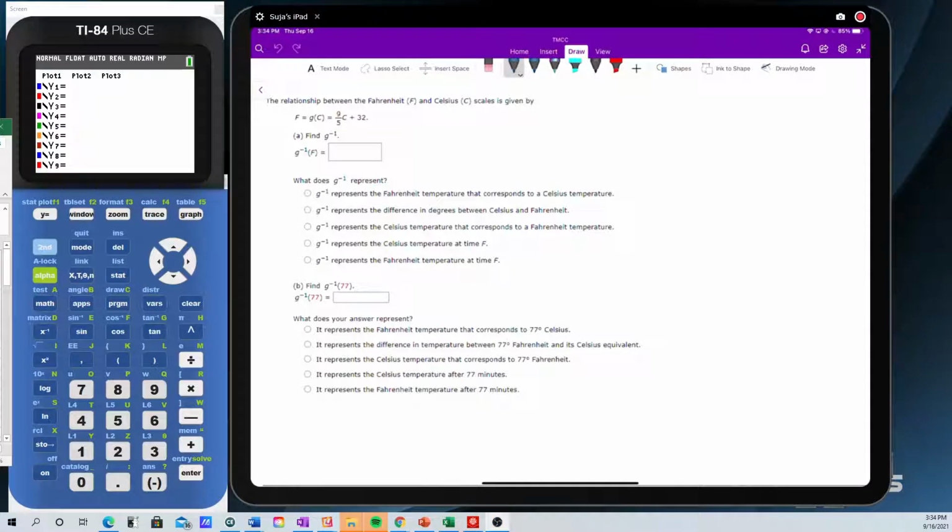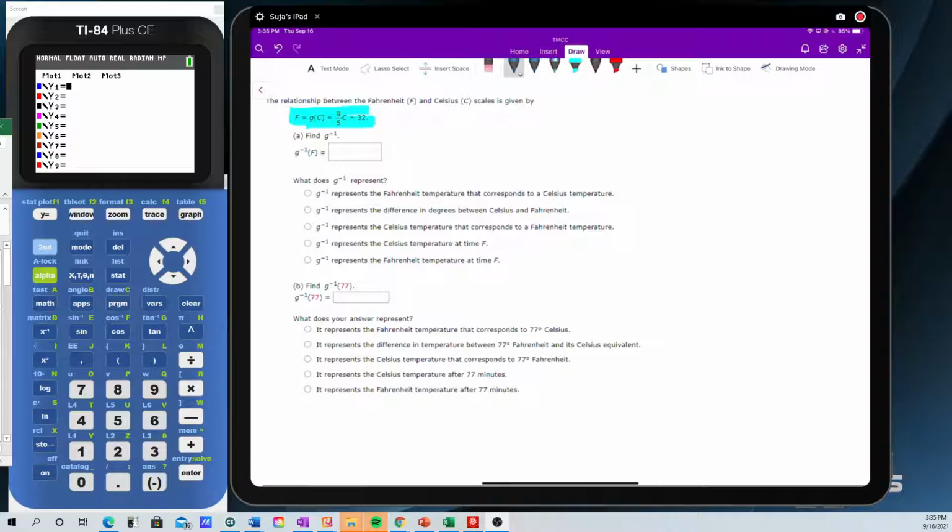Here in this example, you are finding the inverse function from the information given. So what I see here is the relationship between Fahrenheit and Celsius scales. It's a pretty standard formula. F equals G of C. They call it G of C because C is the independent variable and G of C is the dependent variable, which is nothing but the Fahrenheit scale.